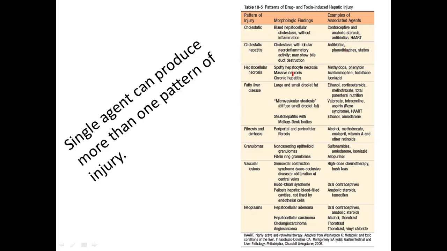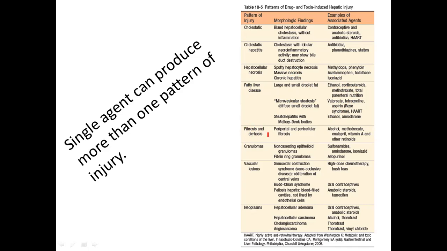Hepatocellular necrosis may be seen with certain hepatotoxic drugs like acetaminophen, paracetamol, halothane, isoniazid, methyldopa, phenytoin, causing massive necrosis and chronic hepatitis. Fatty liver disease may be due to ethanol toxicity, valproic acid, aspirin, which is called Reye syndrome, corticosteroids, methotrexate. So there are different drugs which may cause fatty liver disease.